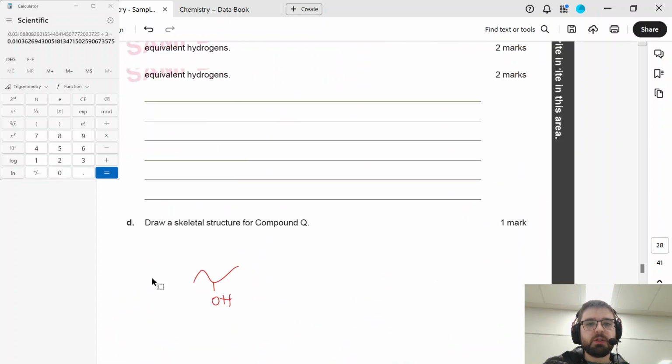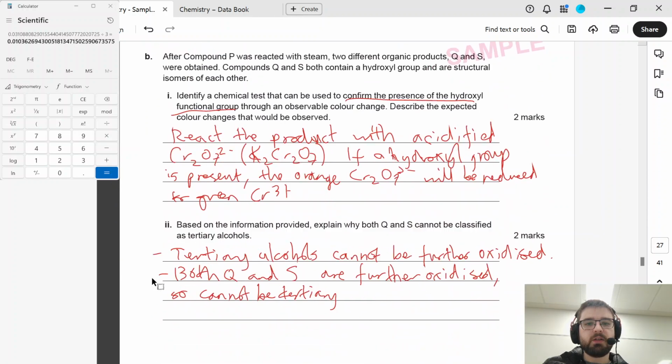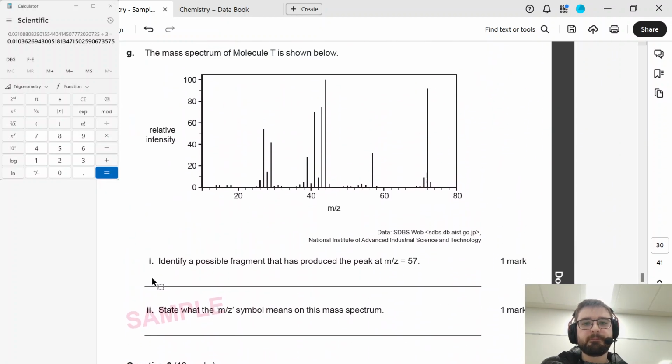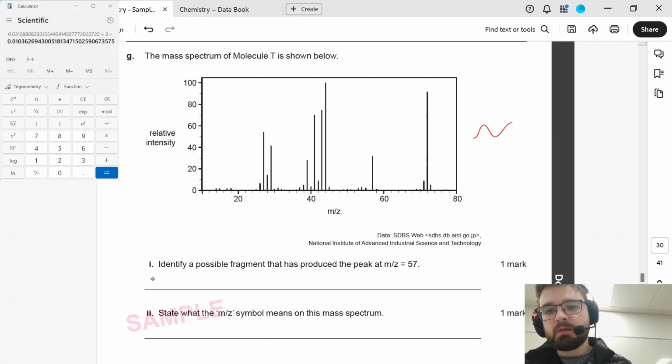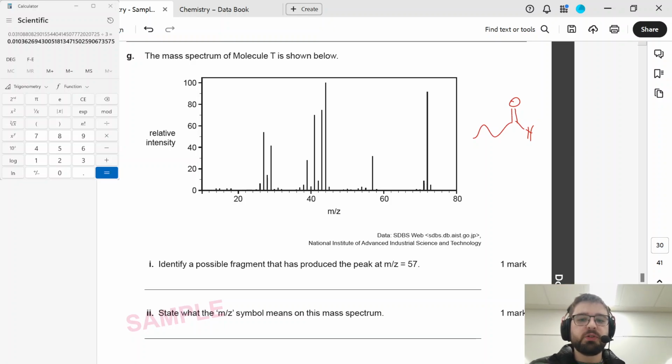The mass spectrum of molecule T is shown below. That's the aldehyde. Identify a possible fragment that has produced the peak at 57. Okay, so the molecular ion peak is 62, 64, 66, 68, 70. So this is 72, which I think makes sense for our molecule.